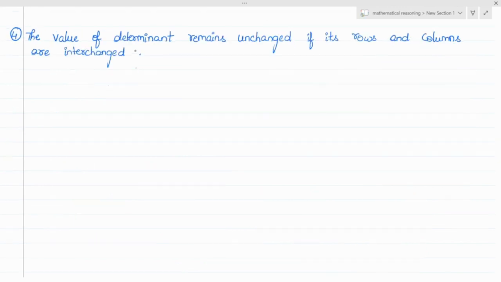The fourth property is that the value of the determinant remains unchanged, it doesn't change, if its rows and columns are interchanged. So basically, for example, the determinant A, that is 1, 0, -1, 2, 4, 6, 3, 5 and 0.